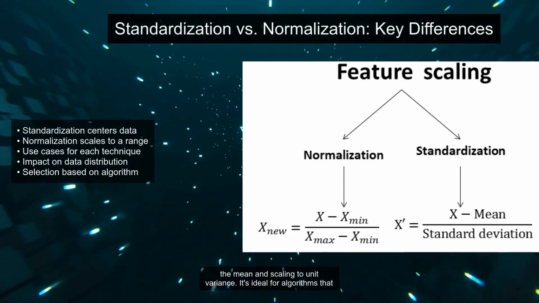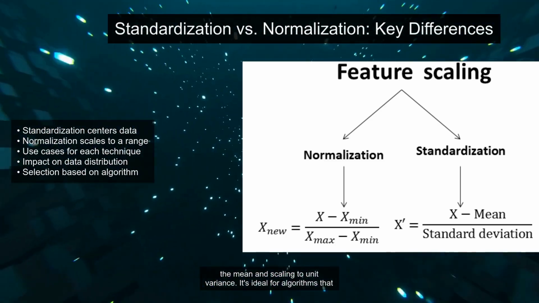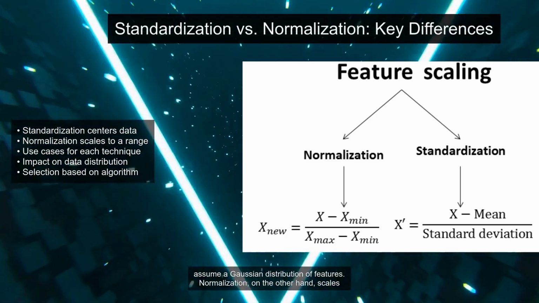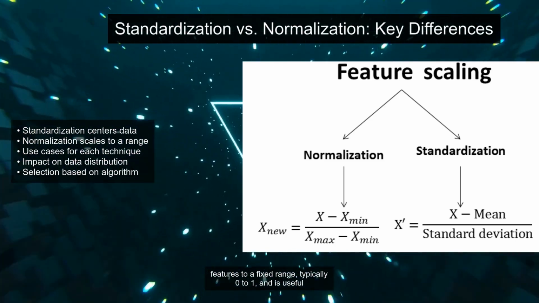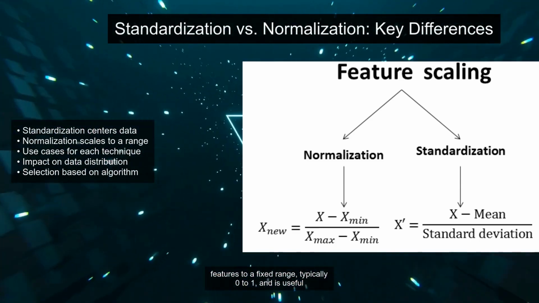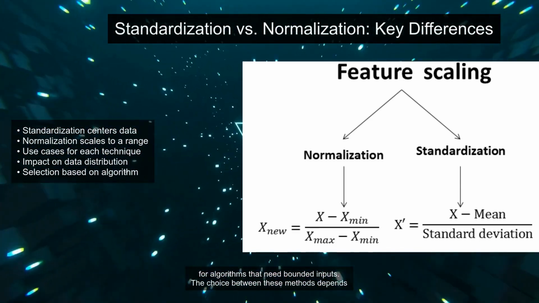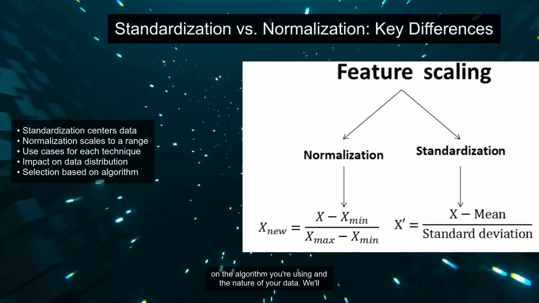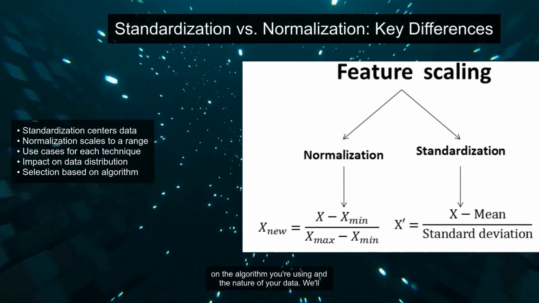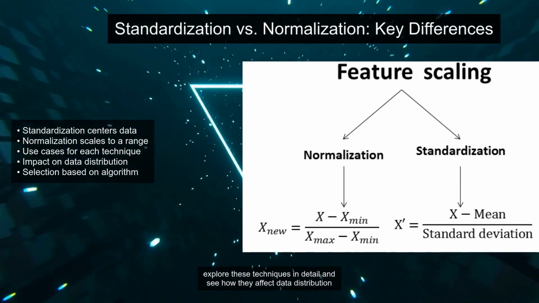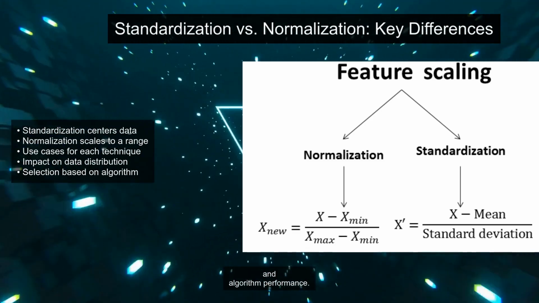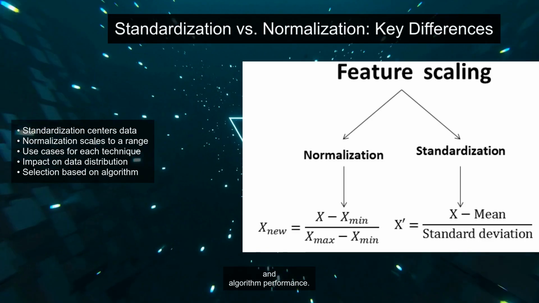Understanding the differences between standardization and normalization is key to selecting the right scaling method. Standardization, or z-score normalization, centers the data by subtracting the mean and scaling to unit variance. It's ideal for algorithms that assume a Gaussian distribution of features. Normalization, on the other hand, scales features to a fixed range, typically 0 to 1, and is useful for algorithms that need bounded inputs. The choice between these methods depends on the algorithm you're using and the nature of your data. We'll explore these techniques in detail and see how they affect data distribution and algorithm performance.